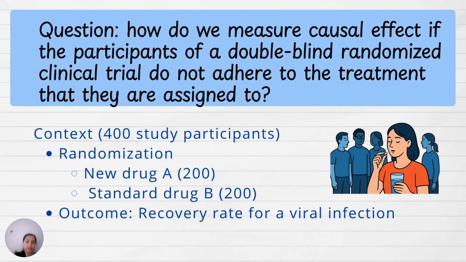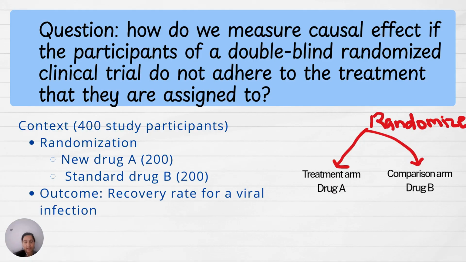Before answering that question, let's imagine a double-blind randomized clinical trial that aims to assess the effectiveness of a new drug A against the standard drug B in improving the recovery rate for a viral infection. So, researchers have enrolled 400 participants. Among them, 200 are randomly assigned to receive the new drug A, that means they are in the treatment arm, and 200 are randomly assigned to receive the standard drug B, that means they are in the comparison arm.